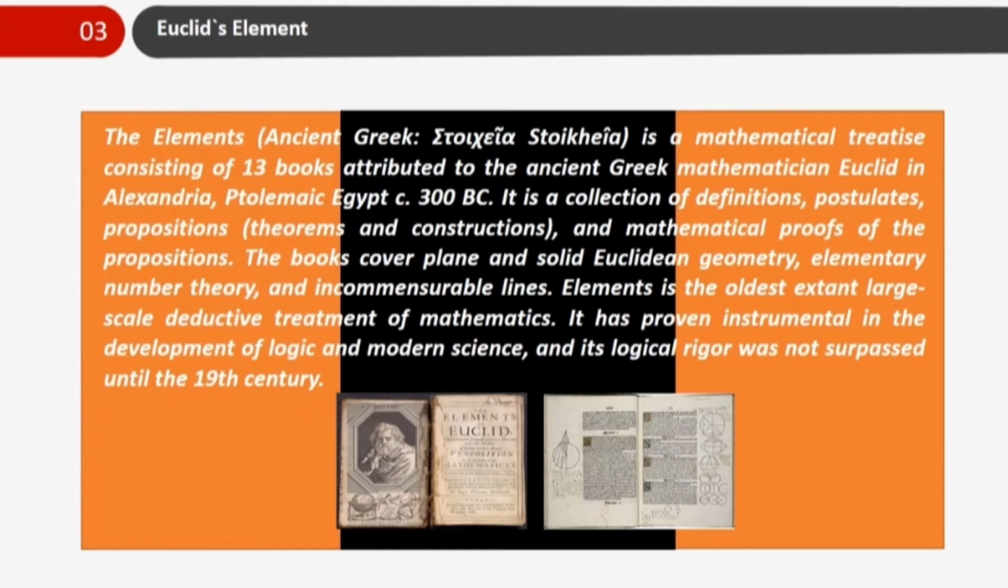The books cover plane and solid Euclidean geometry, elementary number theory, and incommensurable lines. Elements is the oldest extant large-scale deductive treatment of mathematics. It has proven instrumental in the development of logic and modern science, and its logical rigor was not surpassed until the 19th century.